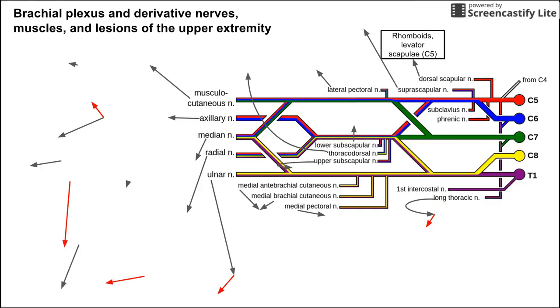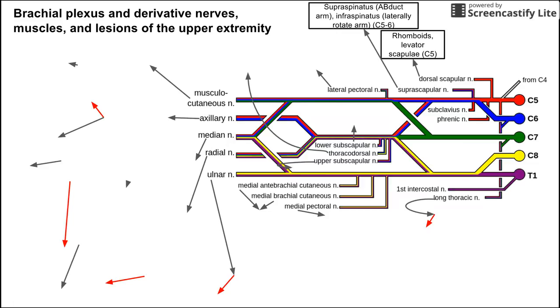So the dorsal scapular nerve pops off of C5, and that innervates the rhomboids and the levator scapulae. These are muscles that are in the back. The levator scapulae, it actually does exactly what its name implies. It raises the scapula, whereas the rhomboids are one of the deeper muscles in the back.